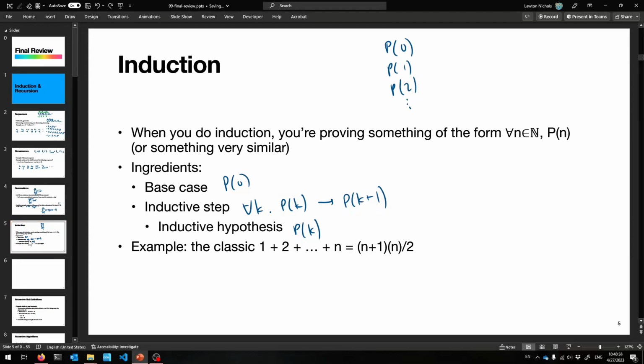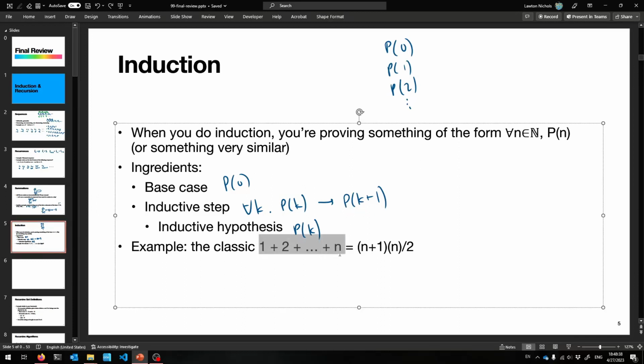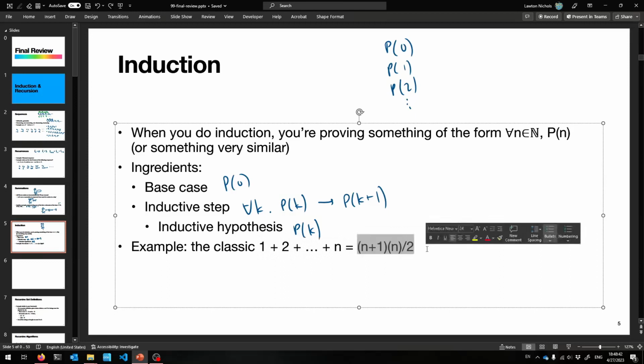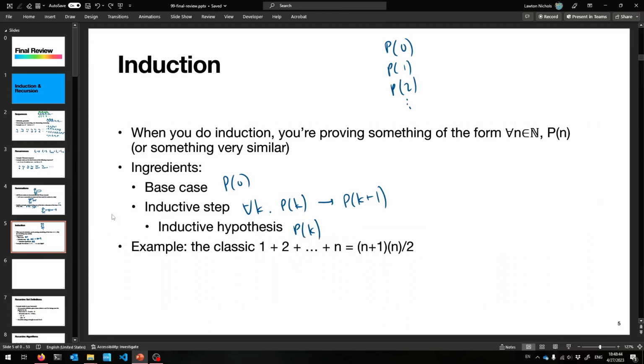So just as a quick example, let's do the classic closed form. The sum of all the numbers from 1 to n is equal to (n+1) times n over 2. And we can prove that with induction. So, proof. The base case is when it's 1. Let's prove that all the numbers summed from 1 to 1 is equal to this fancy thing. Base case, P(1), that's the smallest thing we could possibly show here.